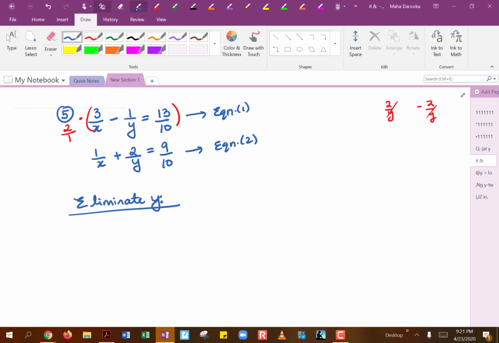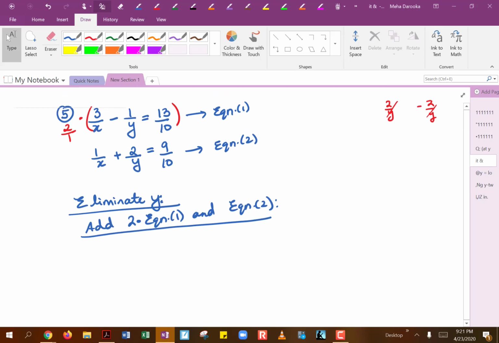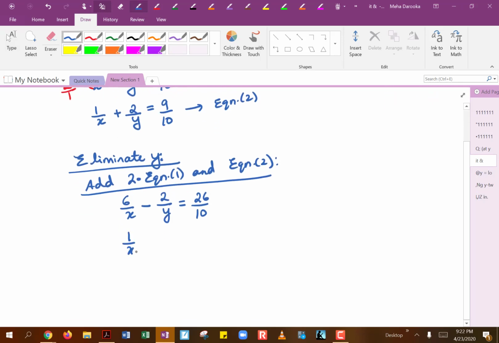But basically, you're multiplying by 2. So in this case, we will add 2 times equation 1 and add that to equation 2. Okay? So when we do this, our first equation will become 2 times 3, which gives us 6 over x, minus 2 times 1, which is 2 over y, equals 13 times 2, which becomes 26 over 10.